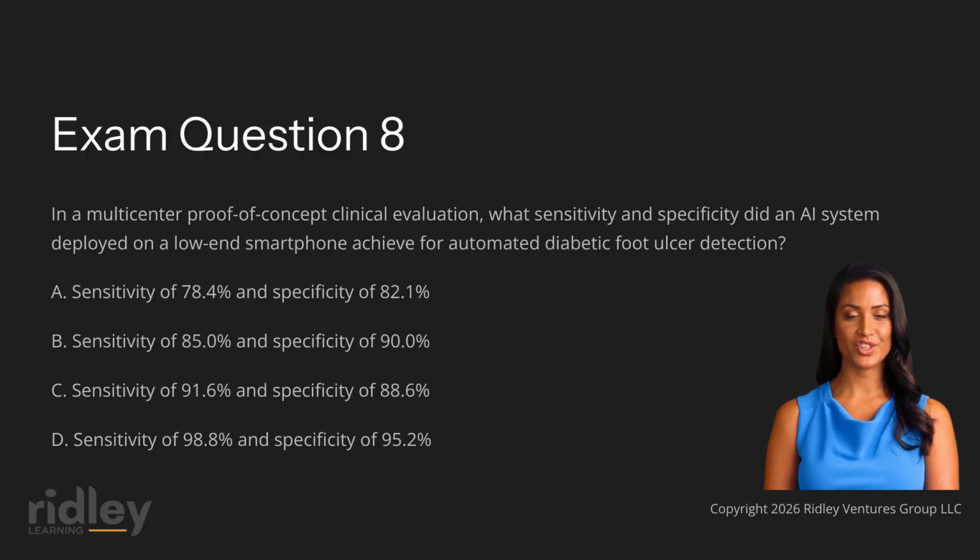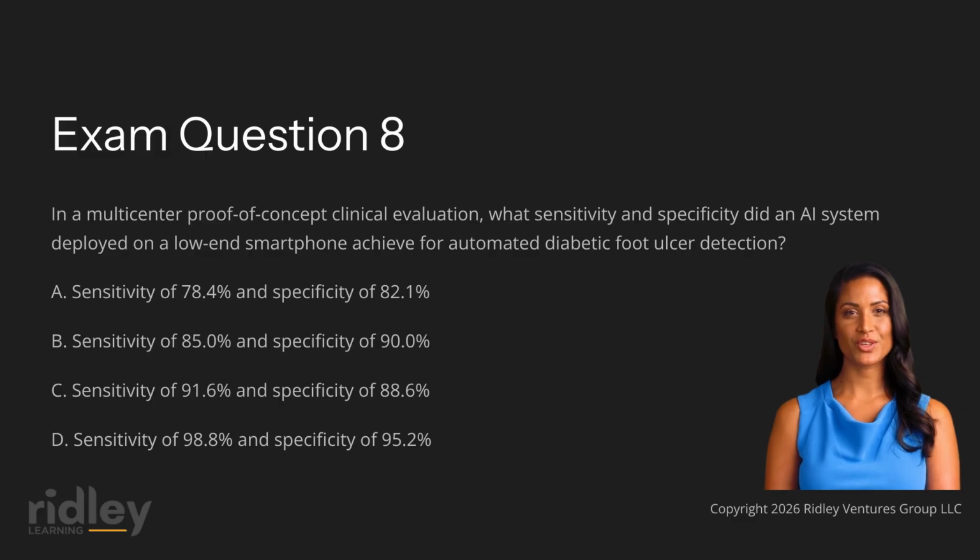The AI system achieved a sensitivity of 91.6%, meaning it correctly identified the vast majority of ulcers that were present, and a specificity of 88.6%, meaning it correctly identified most feet without ulcers. After algorithmic refinement, the specificity improved further to 92.4%.